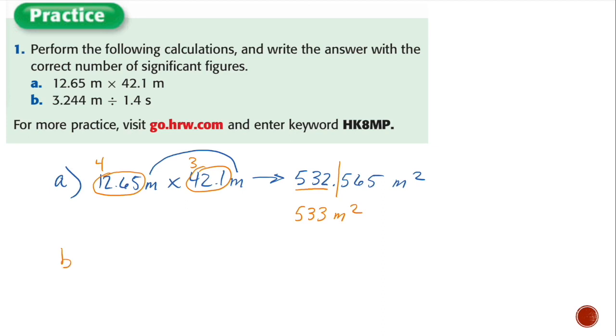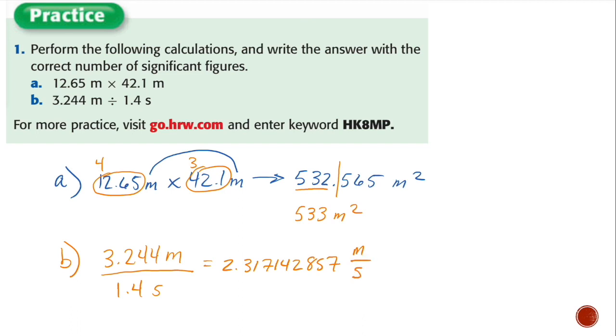Okay, let's take a look at how we do B. B is division, so we have 3.244 meters divided by 1.4 seconds. We want to punch this into our calculator and get a full calculator answer, 2.317142857, and our label is meters over seconds, or what you might have heard before as meters per second.